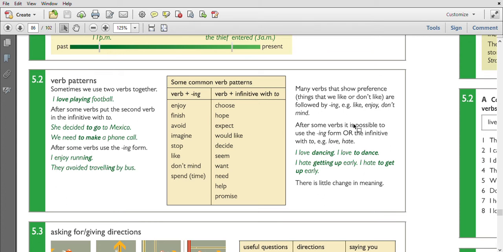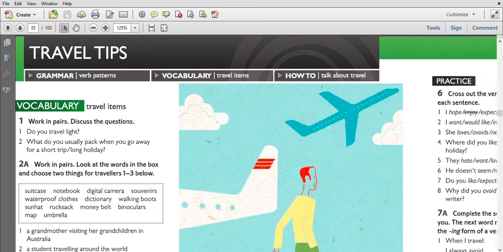After some verbs, it's possible to use the ing form or the infinitive with to. For example, love and hate. I love dancing. We can say it in the other way. I love to dance. I hate getting up early. In another way, we can say I hate to get up early. So in the first option, we have ing, and in the second, infinitive with to. There is a little change in meaning also. Now we go back and we have the practice part.